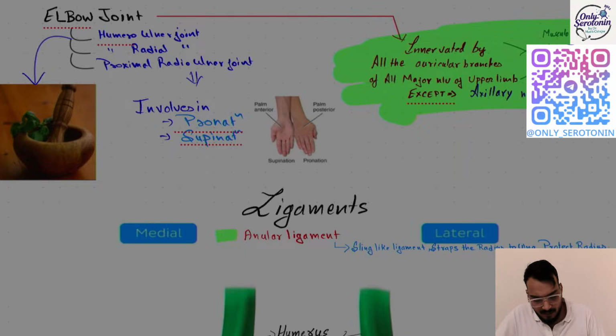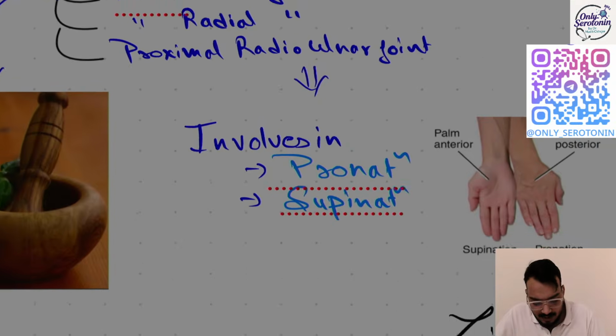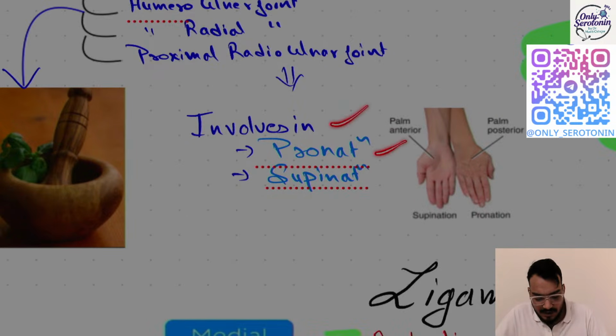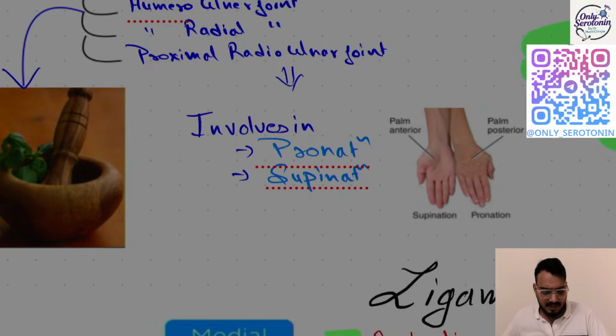Then we have the elbow joint, guys. The elbow joint is your humero-ulnar joint, humero-radial joint, and proximal radio-ulnar joint. Okay, the involvement of pronation and supination. What is pronation? What is supination? This is also my important question, guys. I asked this as the fourth question. What is pronation and what is supination?